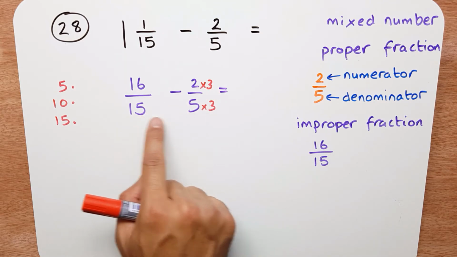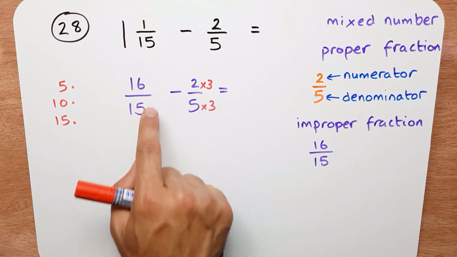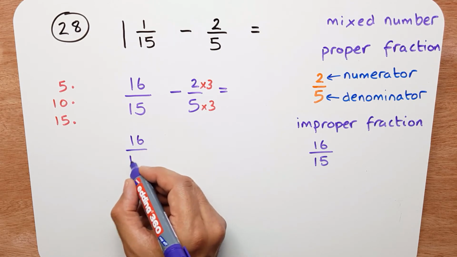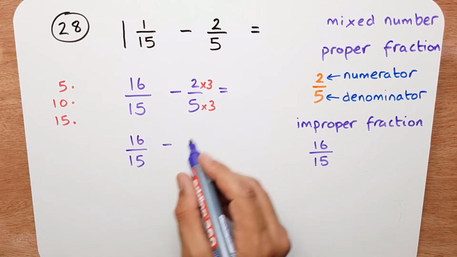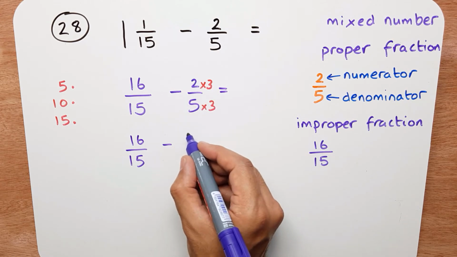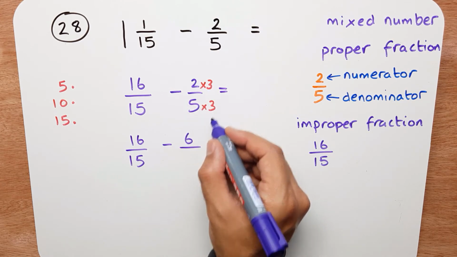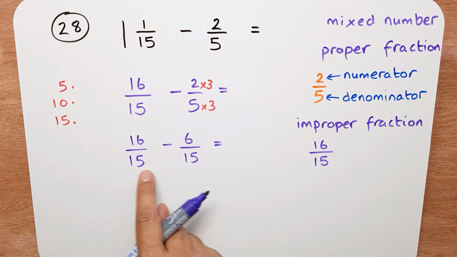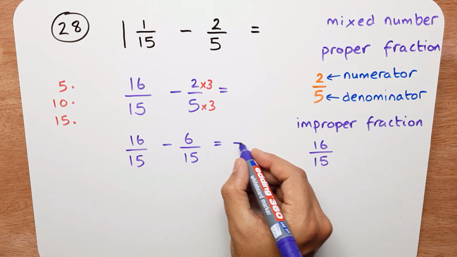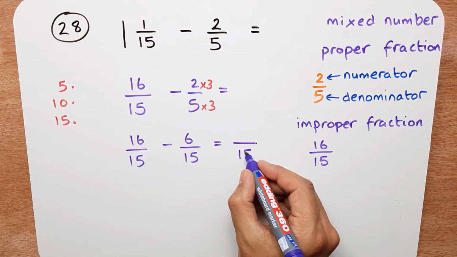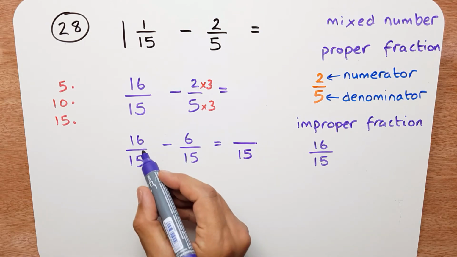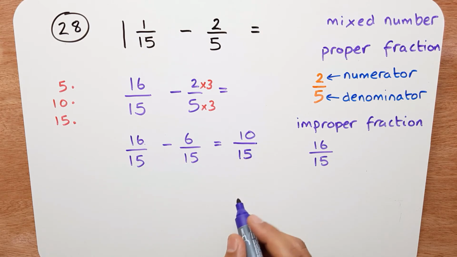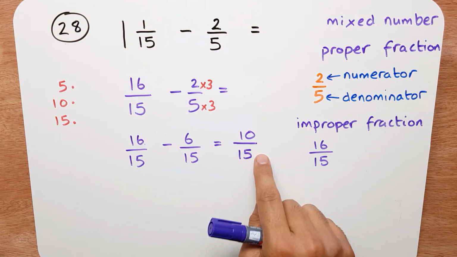So now I have this. So let me write this down. 16 over 15, take away 2 times 3 is 6, and 5 times 3 is 15. Now this is easy because the denominators are the same. So I do the fraction line, and I put 15 at the bottom. Now I simply do 16, take away 6, which is 10. So my answer is 10/15.